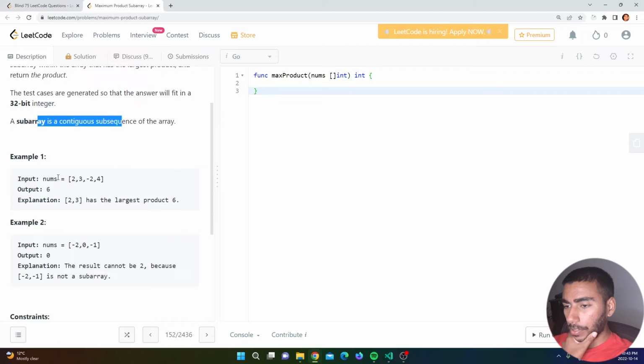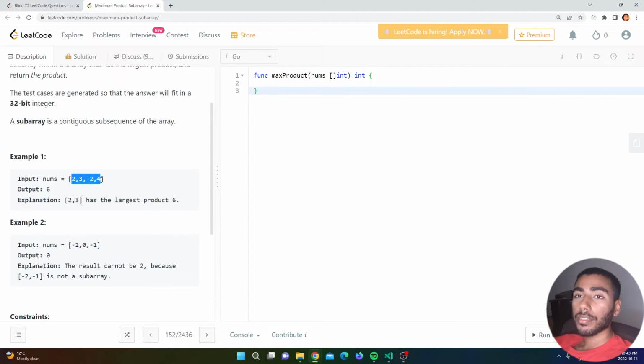A subarray is a contiguous sequence of the array. So over here an example is 2, 3, -2, -4. And so now 2 times 3 is 6. And if we continue going, 6 times -2 is -12, and then -12 times -4 is 48. What's interesting is that if 4 was -4 instead, then the largest contiguous subarray would be the entire array, because a negative times a negative is a positive.